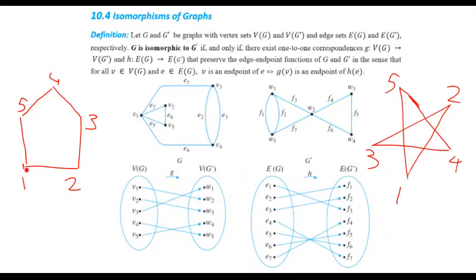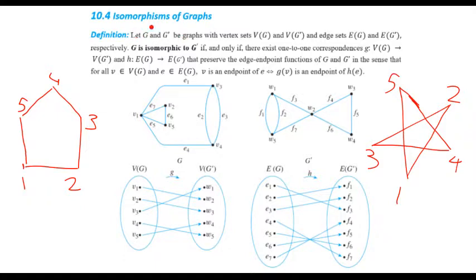As you see in this graph, vertex 1 is connected to vertex 2, vertex 2 is connected to vertex 3, vertex 3 is connected to vertex 4, vertex 4 is connected to vertex 5, and vertex 5 is connected to vertex 1. In a similar way, here we can also say 1 is connected to 2, 2 to 3, 3 to 4, 4 to 5, and 5 to 1. So these two graphs have the same number of vertices, the same number of edges, and the same connectivity pattern, right? In order to formalize the same notion that we are talking about between two graphs, we define the concept of isomorphism in the following way.